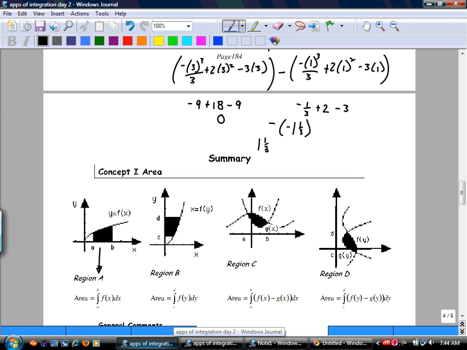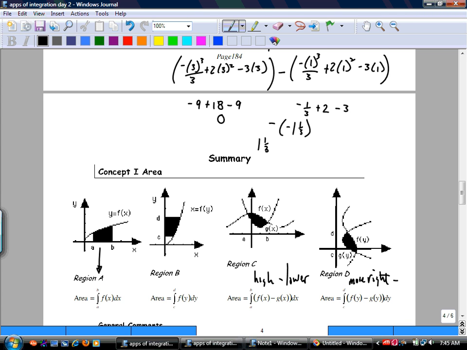And then region C, region D. So if I want the area between two functions that are expressed as y values, then I integrate from C to D of f of y minus g of y. So here it's the farther, higher minus lower: more right minus more left, or not as right. You know what I mean? More positive.